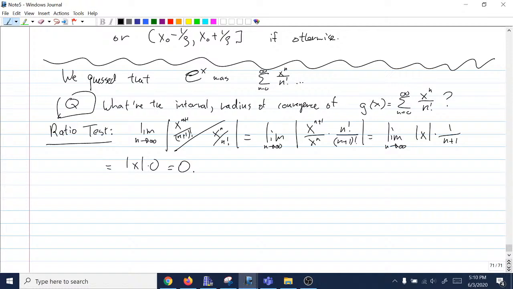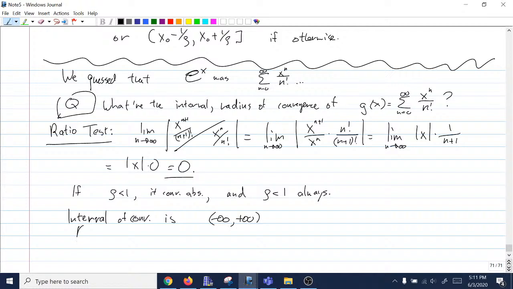This is the place where 1 over rho, 1 over 0, is infinity. The radius of convergence is going to be infinite. I don't like thinking in terms of that. I just like thinking about what the ratio test says. The ratio test says if rho is less than 1, it converges. And we just saw that rho is less than 1 always. The interval of convergence is negative infinity to infinity. It always converges. The radius is infinity.